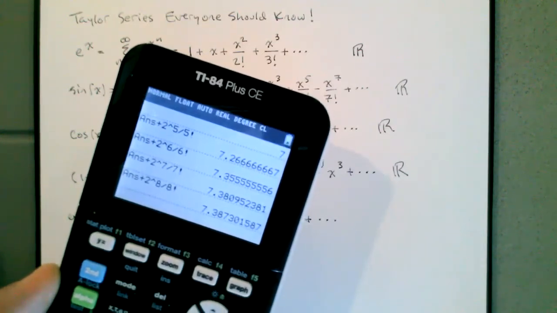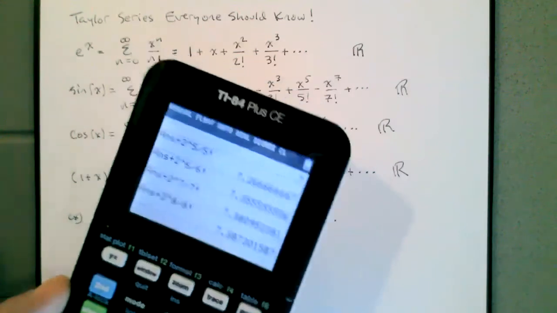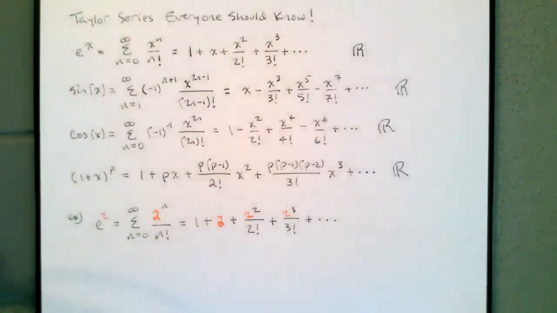Now we're at the nearest 100th, only 8 terms in. So the more terms we use, the better the approximation gets. If I wanted to use this approximation for a number further away from 0, I'm probably going to have to use more terms to get more accuracy. Any questions?